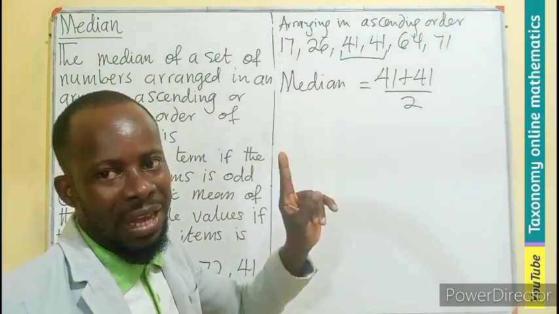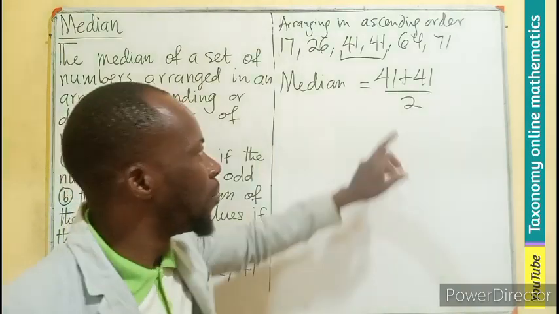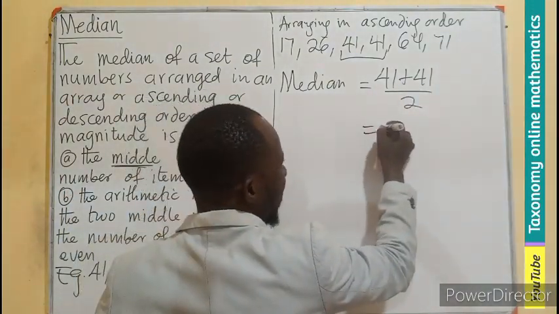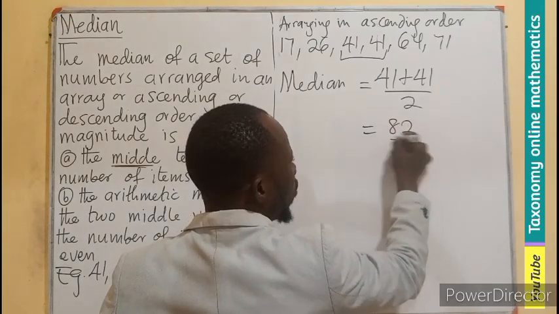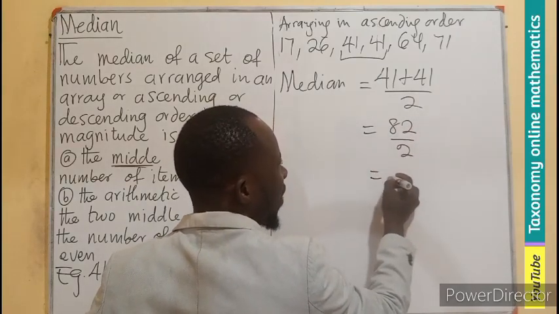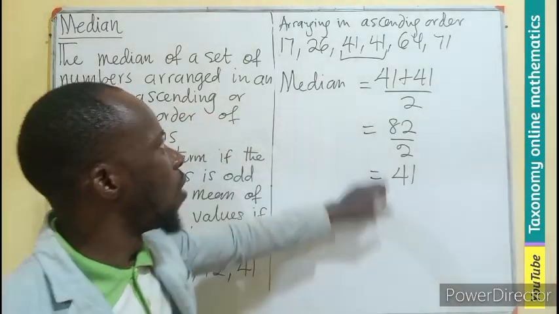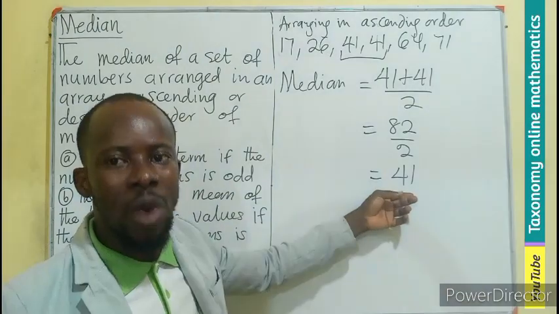So you will be tempted to say the answer will still be the same. Yes, but we need to add to show calculation or working. So this is going to be 82 divided by 2, which will still give us what? 41. So we can say that our median of this data is going to be 41.